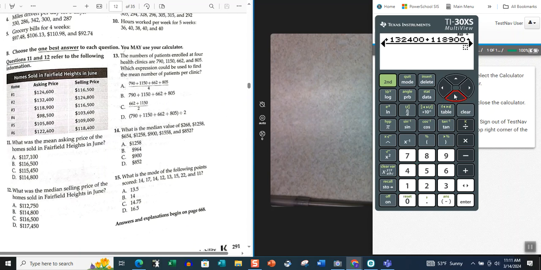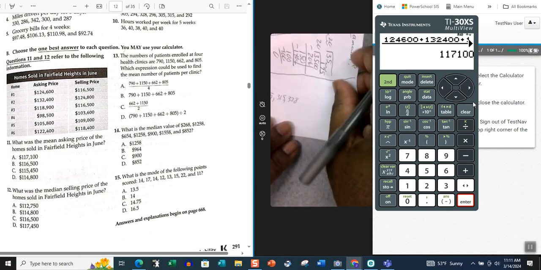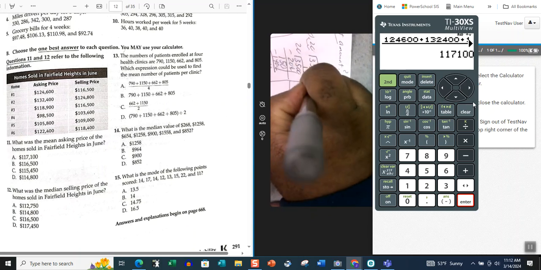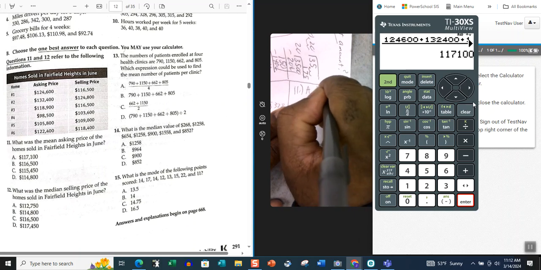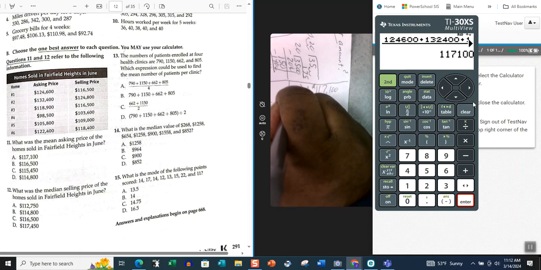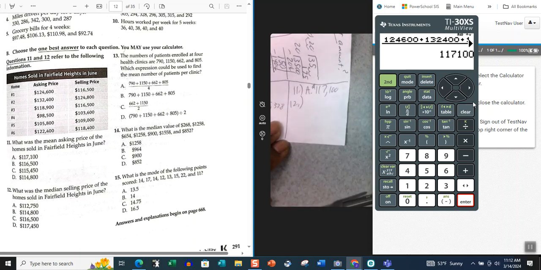Now that would be all added up and divided by 6. So we press enter, and it gives us $117,100, which would be A. Now again, I'll write this down. For number 11, the answer would be A, which is $117,100 from the calculator.